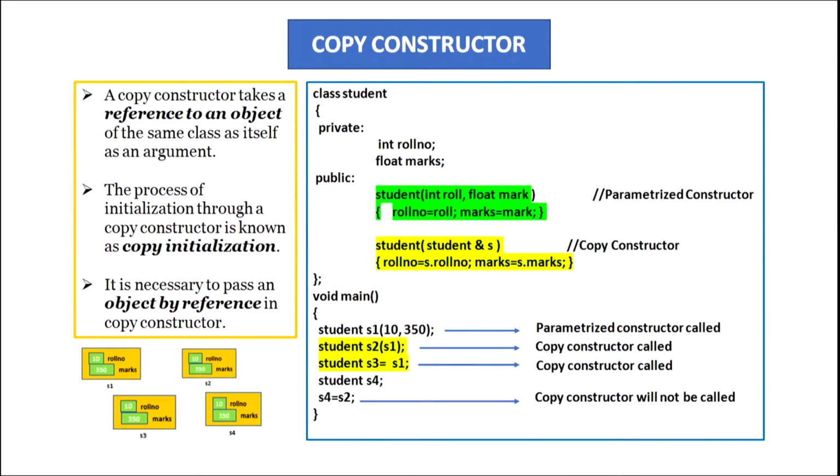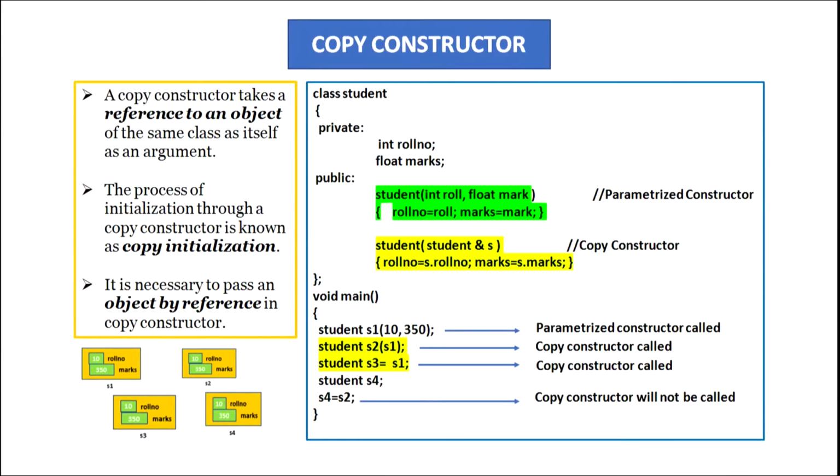We have declared an object S4 of class student, and then we are saying S4 equal to S2. Please note down carefully that in this case the copy constructor will not be invoked, and only the members of S2 will be copied to S4. No copy constructor would be invoked at this time. The process of initialization through a copy constructor is known as copy initialization.